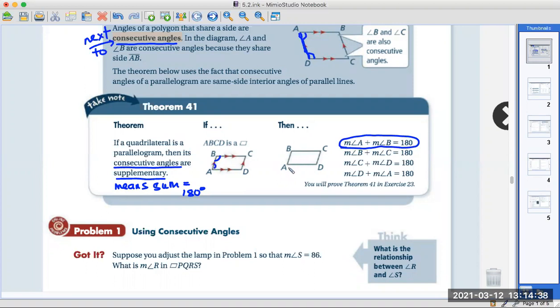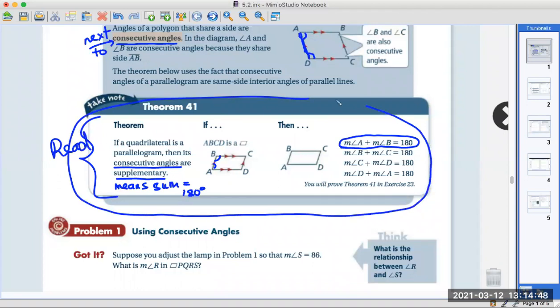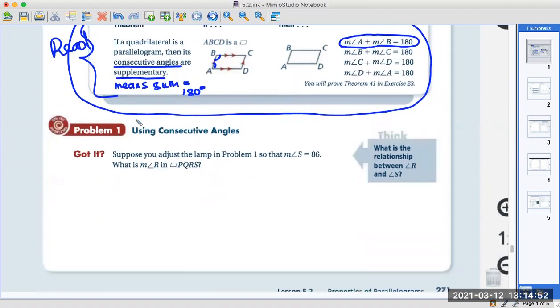Okay. So make sure you have that highlighted. I always write it in red. You can use a highlighter and put a big circle around it. Okay. And we're done with this page.